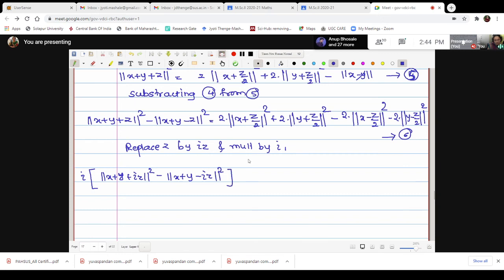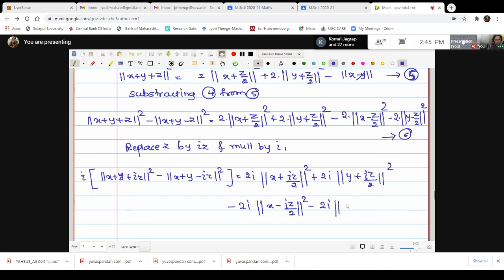Now what are the changes on the right also? Multiplier is I throughout. This is x plus iz by 2 plus 2i y plus iz by 2 norm square minus 2i norm square of x minus iz by 2 minus 2i norm square y minus iz by 2. And let me call this to be number 7.